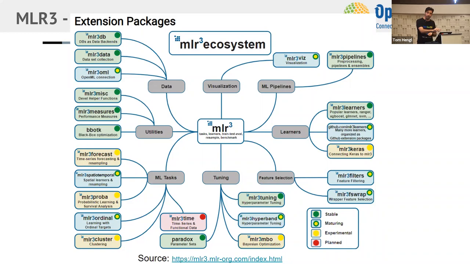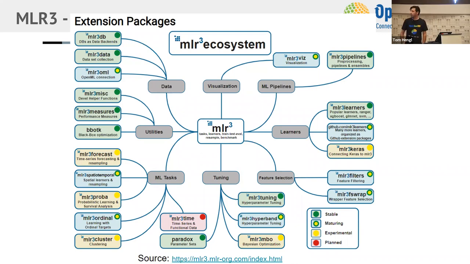So you install MLR3 for sure for every activity. But if you want to go, for example, for learners, you go only to MLR3 learners, then you just install that package and load it into your machine. So you don't need to, for example, install all the packages like Caret. So I think this is an advantage.